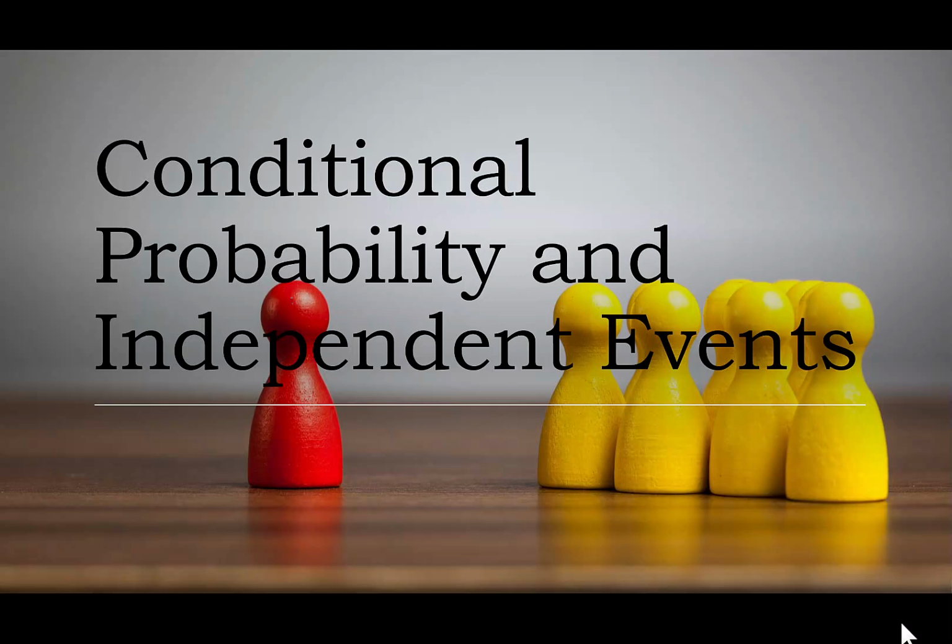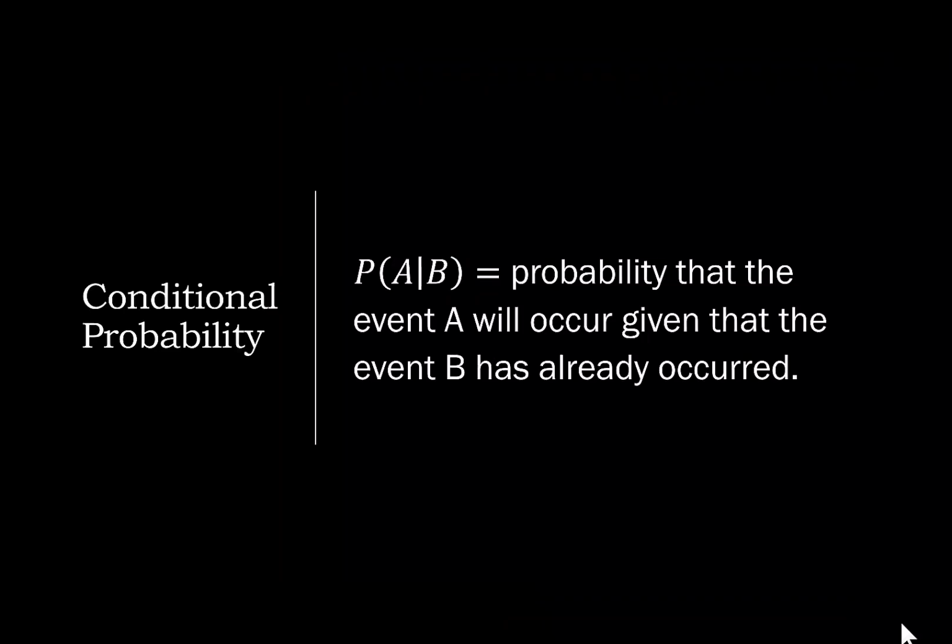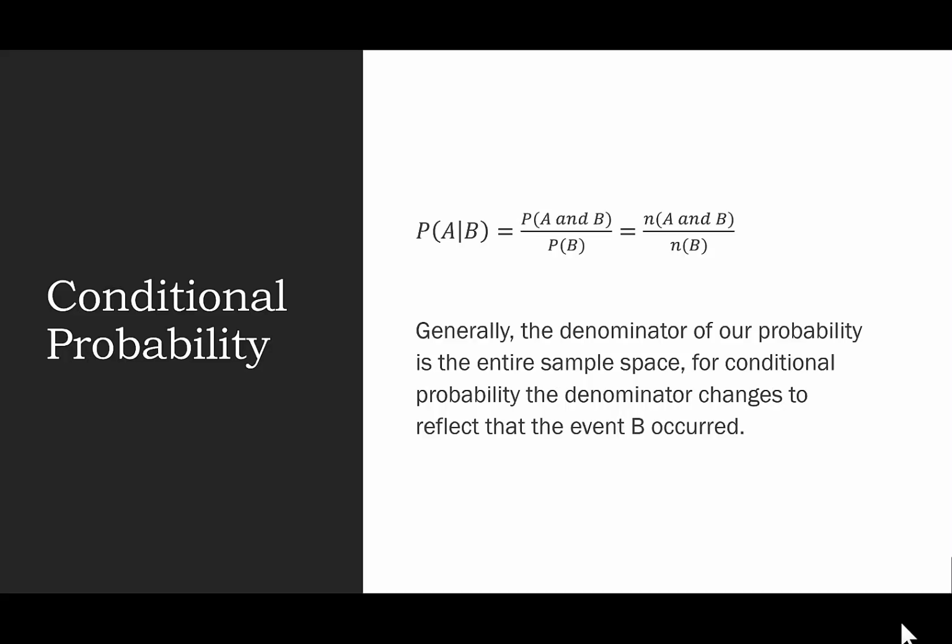Hi everybody, today we're going to talk about conditional probability and independent events. Conditional probability is the probability that the event A will occur given that the event B has already occurred. In our notation, we write the event we're trying to figure out with a vertical line showing the event that's already occurred. To calculate the probability of A given B, we find the probability of A and B both occurring divided by the probability that B occurred.